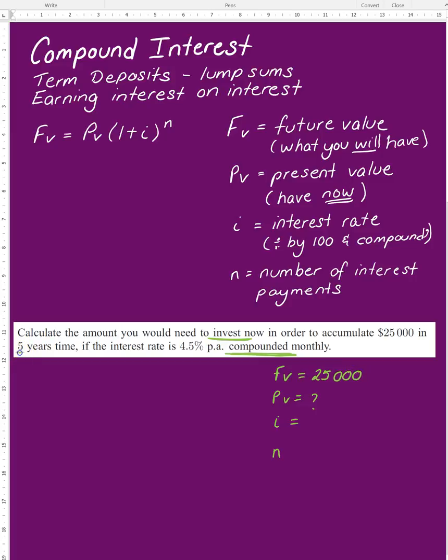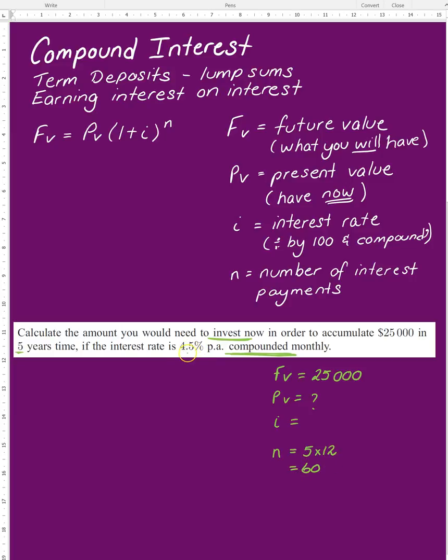In 5 years' time, so we know that N is 5, but we have to check how many times it is compounding. Monthly. So that becomes N is 5 times 12, 60. If it was compounding quarterly, I'd times by 4. But it's 12, so we put 60.